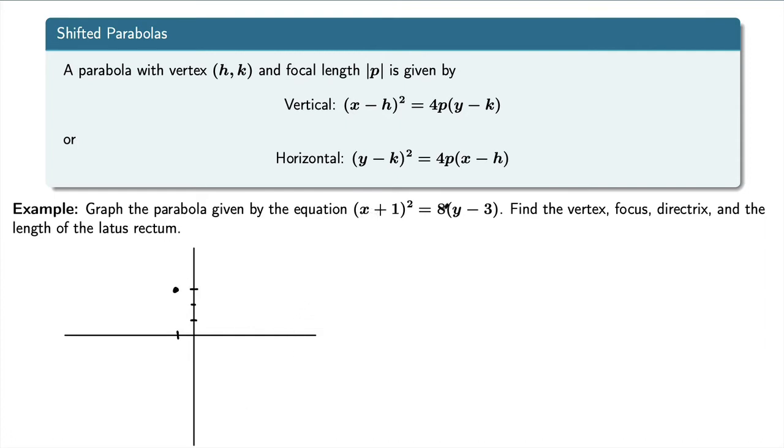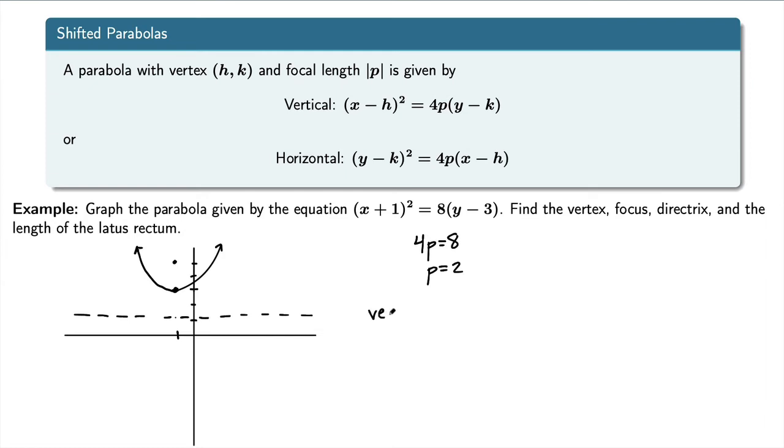Then we can find p by saying, well, we know 4p is the number in front of that y. So 4p is equal to 8. Therefore, p is equal to 2. Now it's positive, and because the x is squared, this is a vertical parabola. So from my vertex, I can go up 2, and there's my focus. And from the vertex, I can go down 2, and that is my directrix. And I can sketch the parabola.